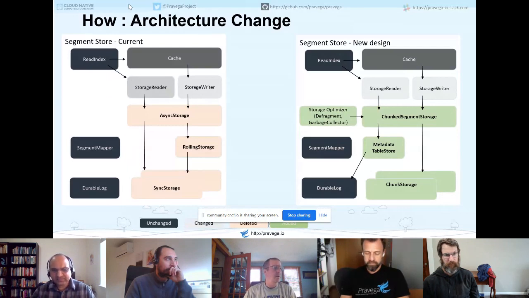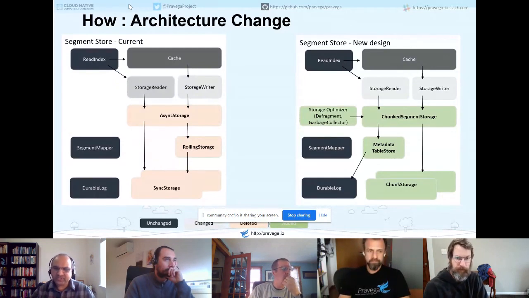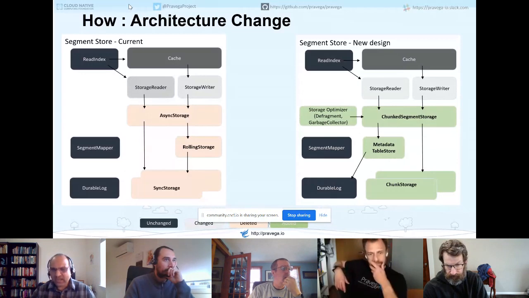With SLTS, what we are doing is two things. First of all, we are introducing a metadata table store, which stores the data about chunks. It stores the data about storage layout. And we are also introducing storage optimizer services, which are garbage collection, defragmentation. The main change is the async storage is replaced by chunked segment storage, which talks with metadata, the table store, and which talks with chunk storages.